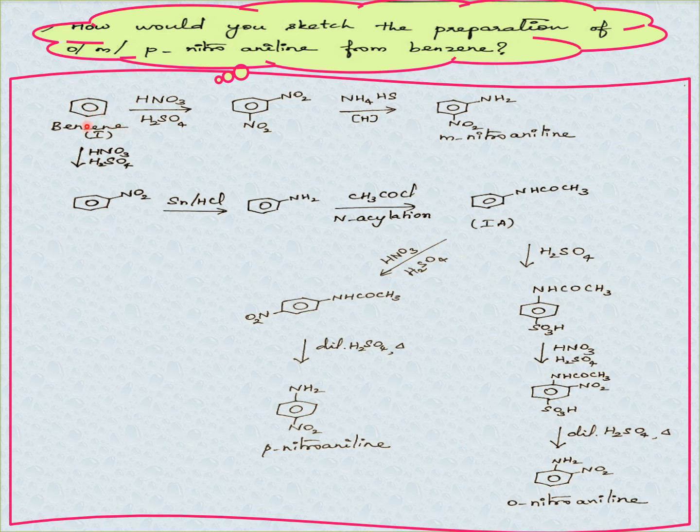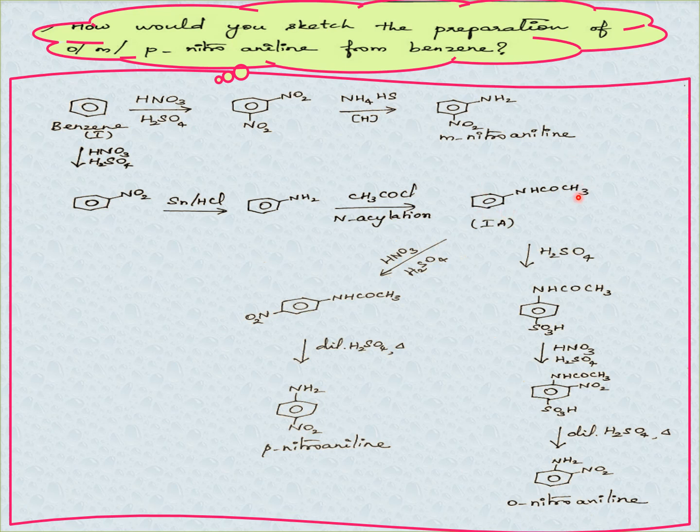In the case of benzene on nitration, first it forms a mononitro product, followed by reduction. Aniline is formed, followed by N-acylation, the acetanilide is formed, which on treatment with the nitrating mixture provides para-nitroacetanilide, followed by hydrolysis. This anilide group is converted into amine. So we are getting para-nitroaniline.